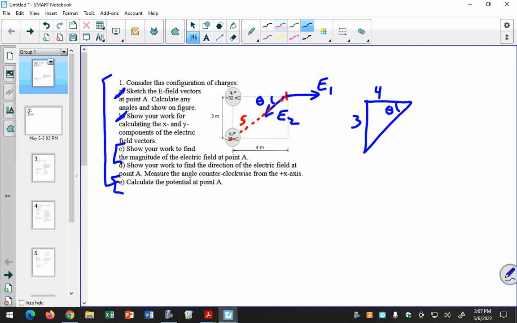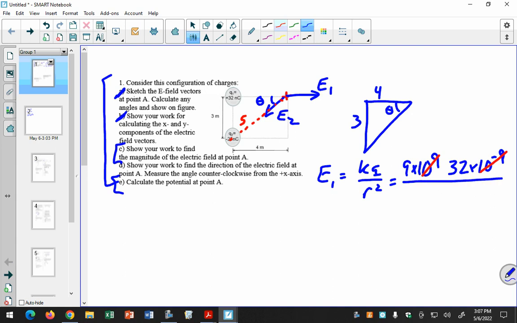Then you would calculate E1 and E2. I'll just do E1 right here. That's kQ over r squared. That's going to be 9 times 10 to the 9th, Q for Q1 is 32 times 10 to the minus 9. I try to make the numbers work out easily, so notice here the 10 to the 9th and 10 to the minus 9 cancel. And then divide by the distance, that's going to be 32 divided by the distance, which is 4 squared. So that cancels with that. That gives me 2, so that gives me a total electric field of 18 newtons per coulomb.